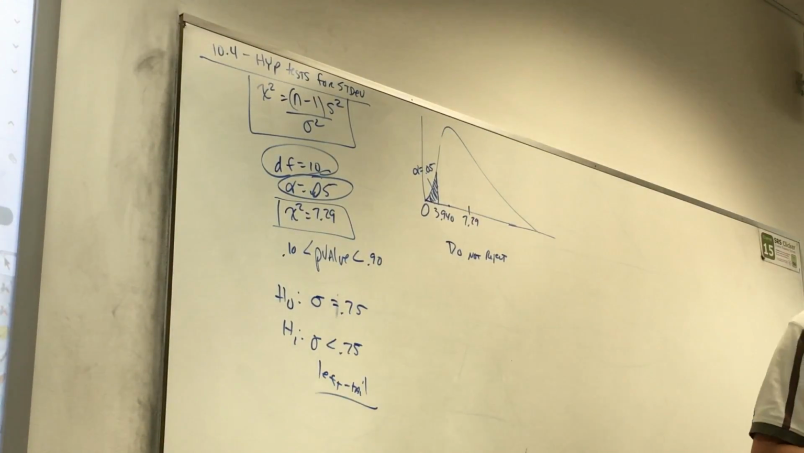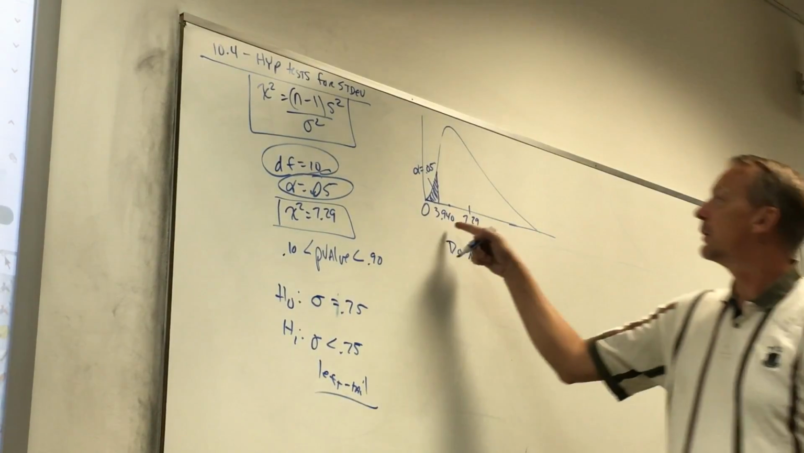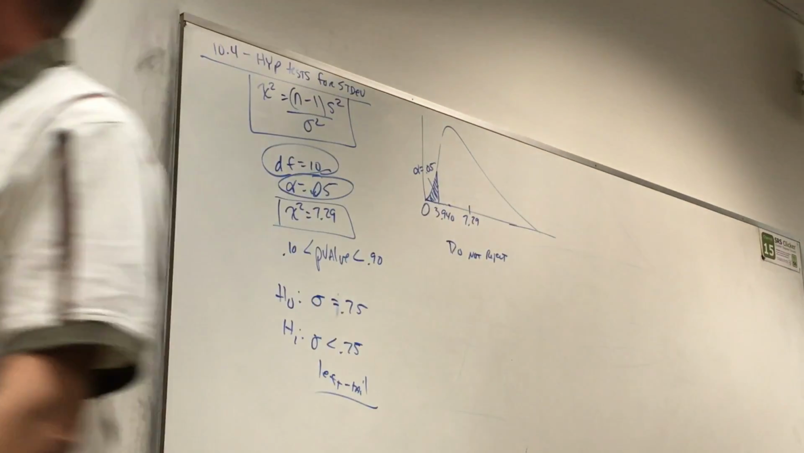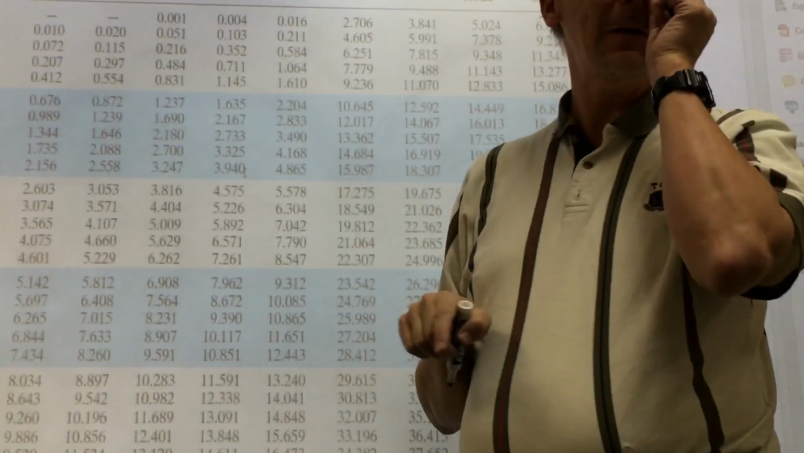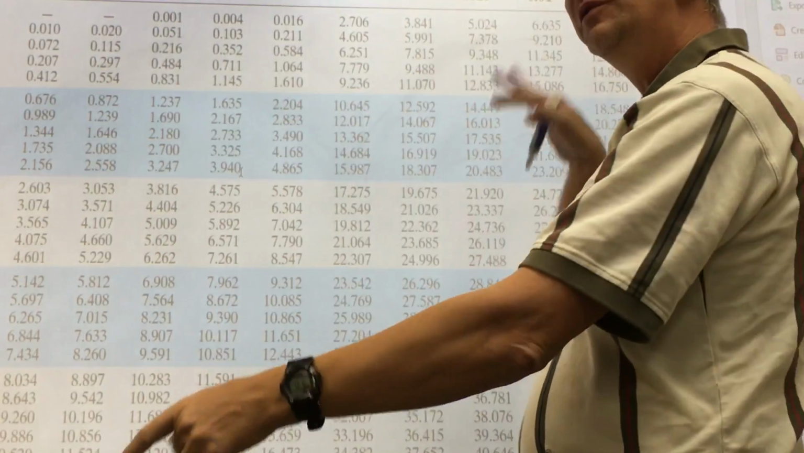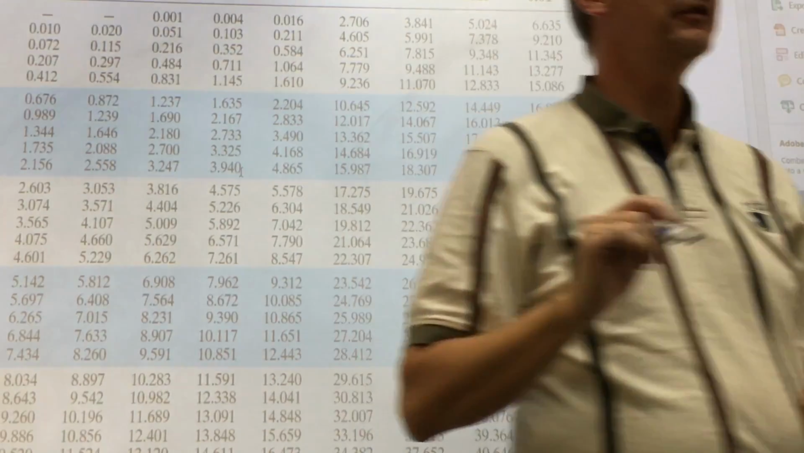So there's a bunch of different ways to do that. Where did the 3.940 come from? 3.940 came from the 95% column. Okay? You want 95% to the right, 5% to the left. Okay?